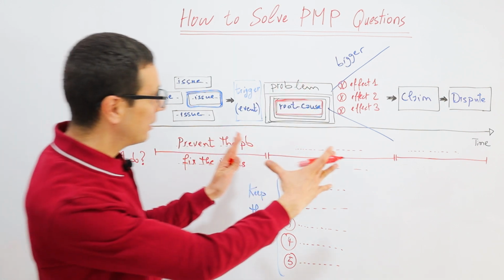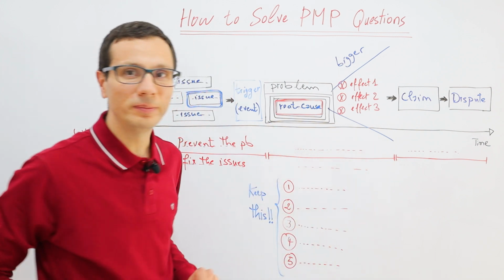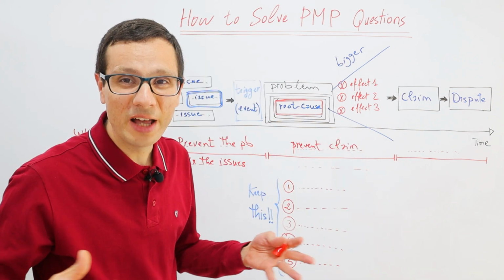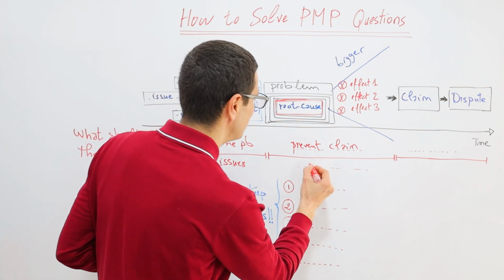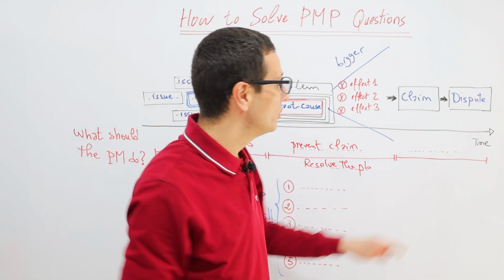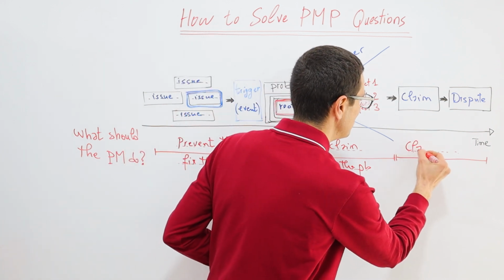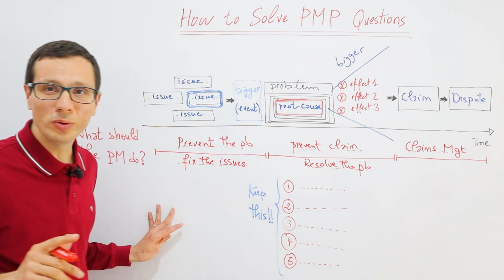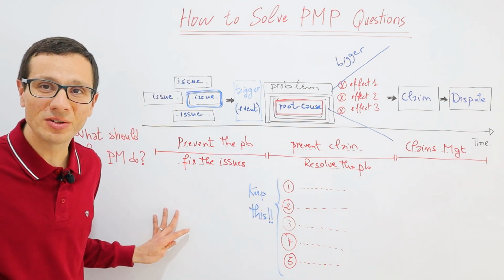And if we are already in the problem phase, you need to prevent the claim. In other terms, we need to resolve the problem. And if we are reaching this level, we need to proceed with claims management. So this is what the project manager should do depending on each phase of the problem.